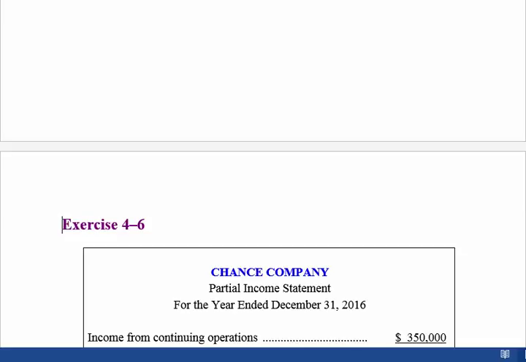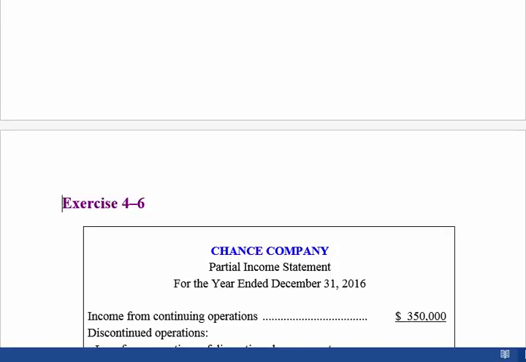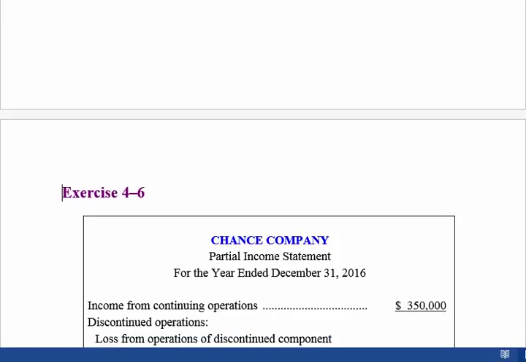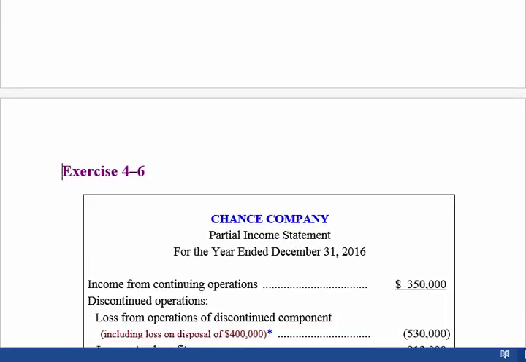So what we're going to do is after income from continuing operations, we're going to list discontinued operations, loss from operations of a discontinued component, including loss on disposal of $400,000.